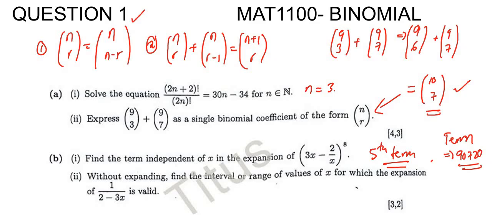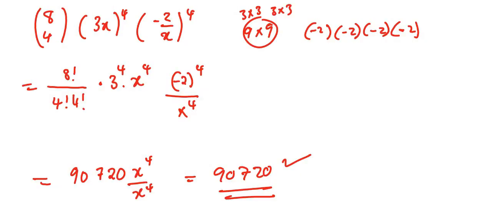Then number 2, they're saying, without expanding, find the interval or range of the values of x for which the expansion of this is going to be valid. So this is just a free mark because we're not even expanding. They just want the region of validity. So this is 1 over 2 minus 3x. This can be converted to be 2 minus 3x to the power negative 1.